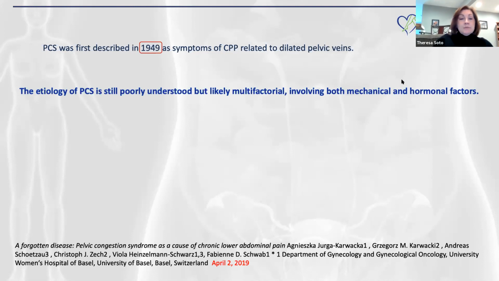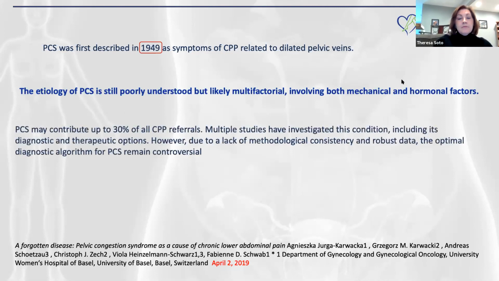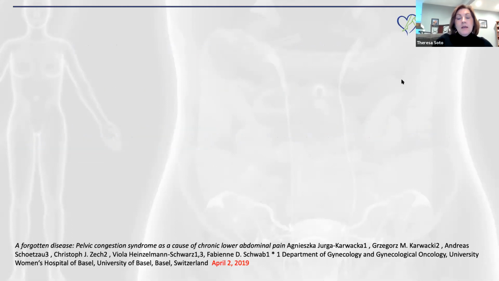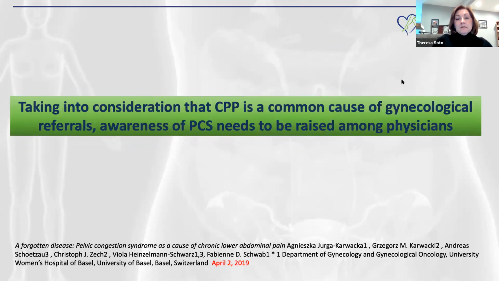The etiology, they claim, is still poorly understood, multifactorial, with both mechanical and hormonal factors. It contributes to a lot of patients who come in for pelvic pain, is their statement here. And their final statement is, we really need to have more robust data. We need to understand this better. We need to look at patients with pelvic pain with regards to venous disease, the obvious things that we can see. And we really just have to make this more of an awareness in the gynecologic community.